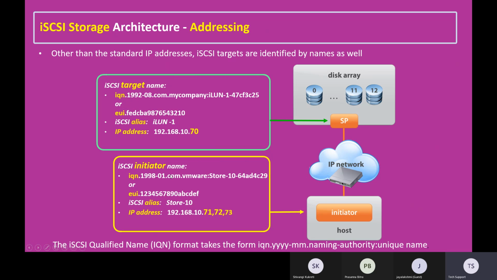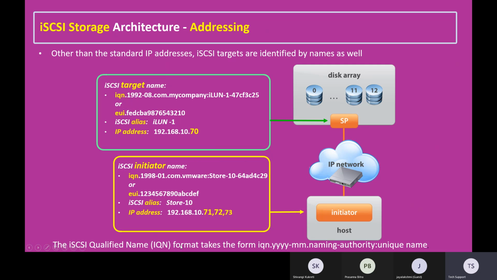An iSCSI target is nothing but an iSCSI storage box. And the initiator, the iSCSI initiator, means our ESXi host level. Even at our ESXi host level, there are three types of addressing. You can use IQN addressing, or alias addressing, or IP address. Within the IQN, you can use IQN format or EUI format, any format. IQN means iSCSI qualified name, as I mentioned below.